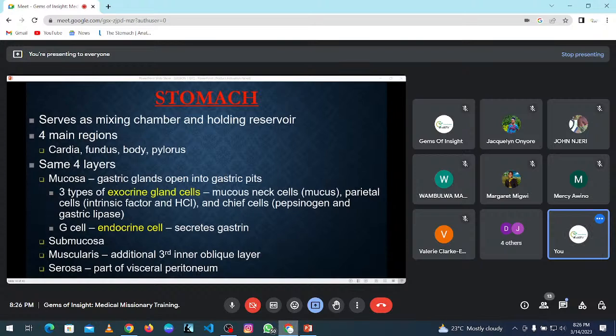Okay, and then we have the HCl, and we have pepsinogen. The gastrin that is secreted by the G cell is what stimulates the production of intrinsic factor, hydrochloric acid, and pepsinogen. The intrinsic factor helps in the digestion of the taste.